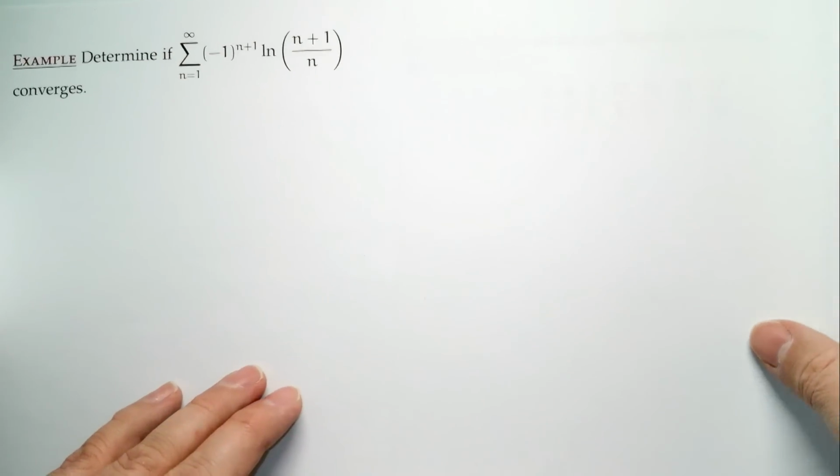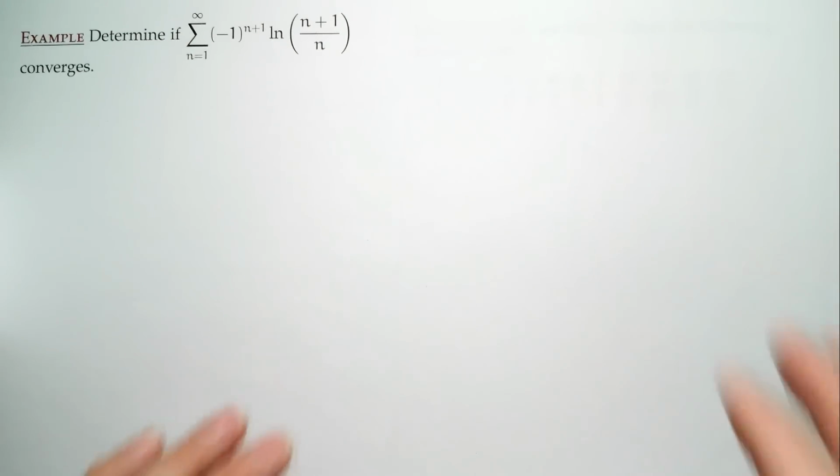Next example. Let's determine if the following sum, n equals 1 to infinity, negative 1 to the power n plus 1, log of n plus 1 over n, does it converge? Does it diverge? You decide. Well, no. It's not that we decide. It's like, what does the math tell us? So, this one shouldn't be too bad.